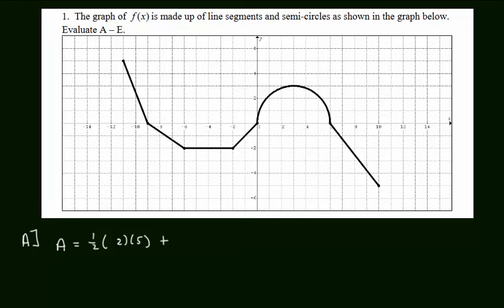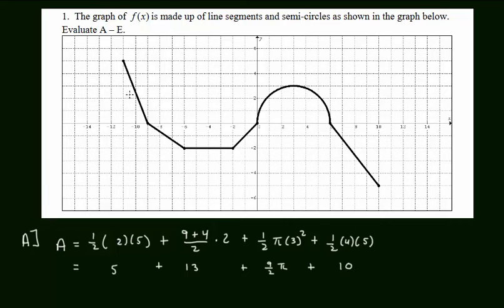Average the bases, so I have a 9 as one base and a 4 as the other base. I average the bases times the height. In this case, the height is 2. Then I have another semicircle, so 1/2 pi times the radius squared. And then I have another triangle, which is 1/2 base times height.